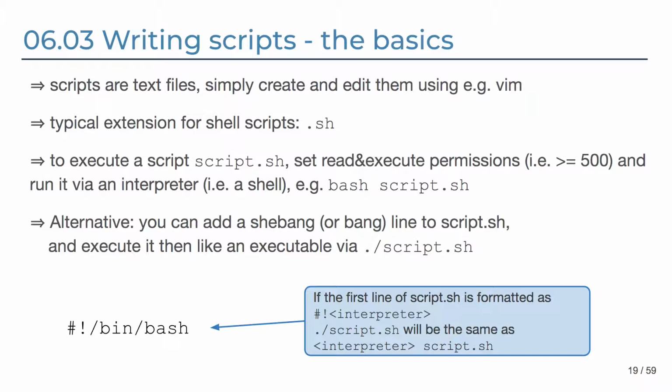And the next important part is how we can actually execute a script. In order to execute a script, we first need to give it the right permissions, meaning the executing user needs read and execute permissions. And then there are a couple of options for how to do that. The first is we can just use whatever shell we want, in this case bash, and then run the script with it using bash script.sh.